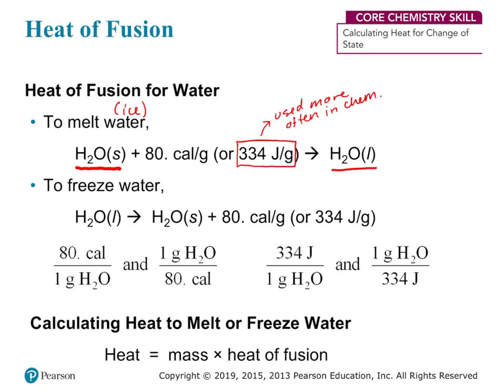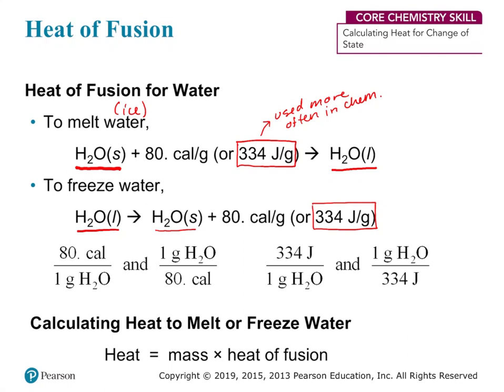Now, to freeze water, we have to remove heat from the liquid water. So we're starting with liquid water, and we want to end up with ice or solid water. So we're going to remove 334 joules of heat for every gram of water.